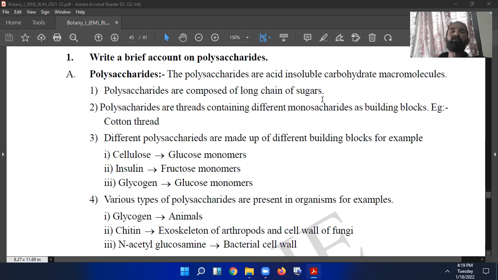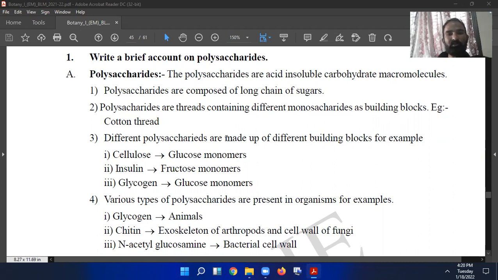For example, there is a glucose molecule. The glucose molecule is attached with another glucose molecule by the glycosidic bond. So many glucose molecules are attached with each other to form a long chain. That is nothing but what is called a polysaccharide. Like a thread containing different monosaccharides as building blocks. For example, cotton thread. The cotton thread is mainly made up of cellulosic substances. So cellulose is one type of polysaccharide. Just see that.